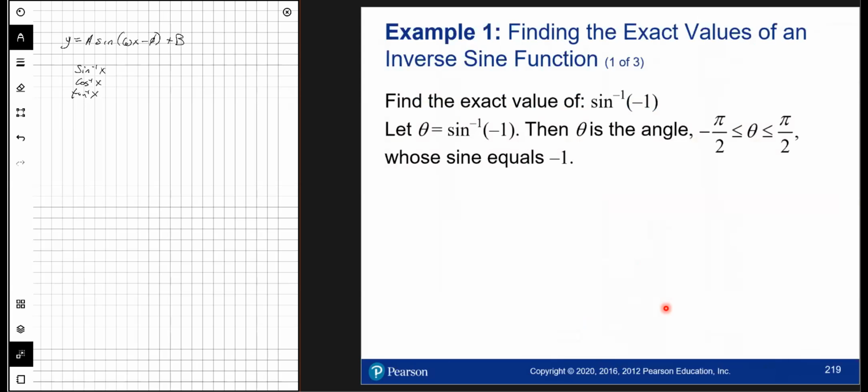So when we're doing this, we're actually looking to see. So they're saying inverse sine, and that's how we write it, inverse sine of -1 equals some theta. That means sine of theta equals -1. So in the interval from negative pi over 2 to pi over 2, does sine equal -1?